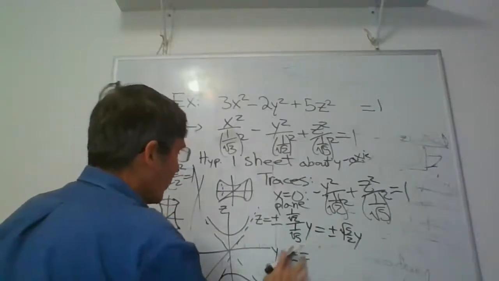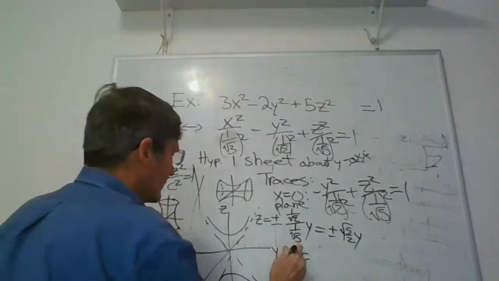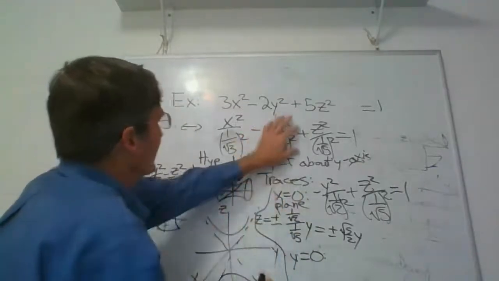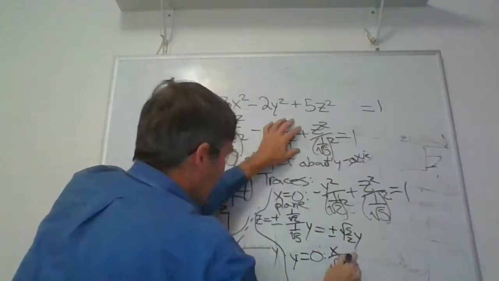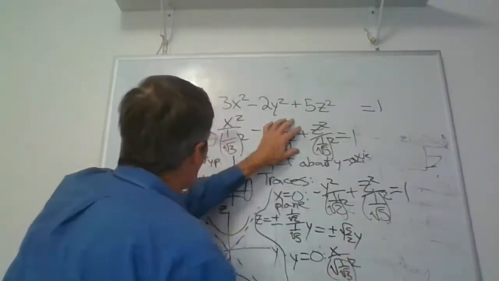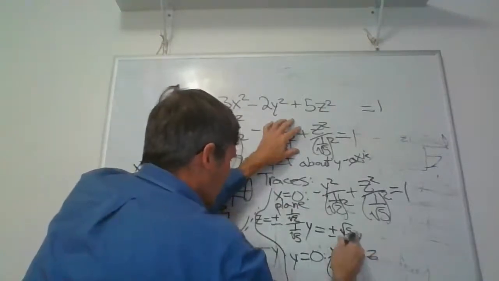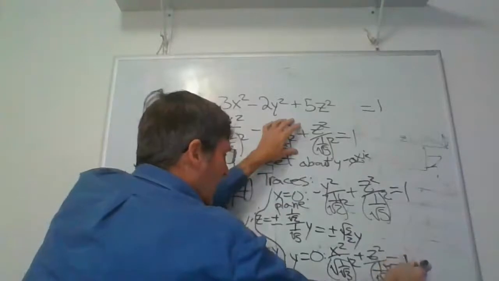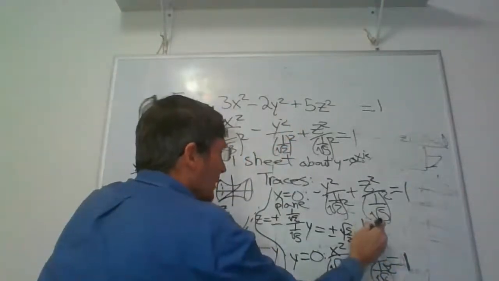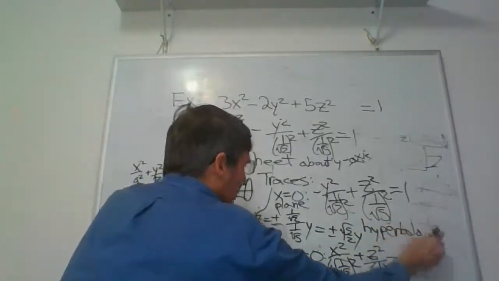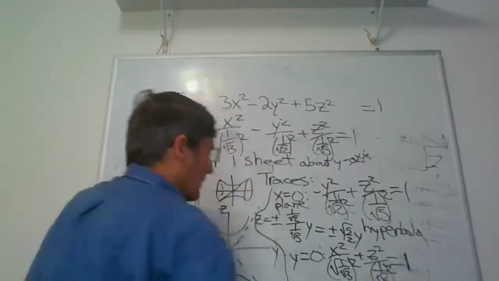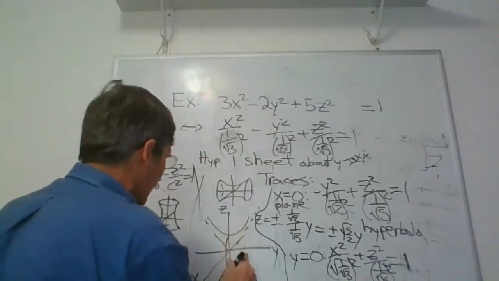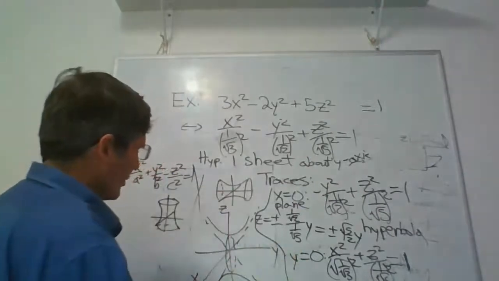Suppose I put instead the y equals 0 trace. Then I just put in the equation, y equals 0, and I've got x over (1 over square root 3) squared plus z squared over (1 over square root 5) squared equals 1. And I observe that's an ellipse. So these were hyperbolas because one term was negative. This is an ellipse because it's the standard equation for an ellipse with both terms positive. And we notice the semi-axes are 1 over square root 3 and 1 over square root 5.